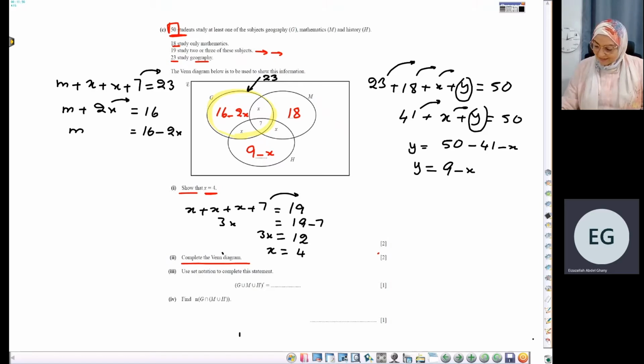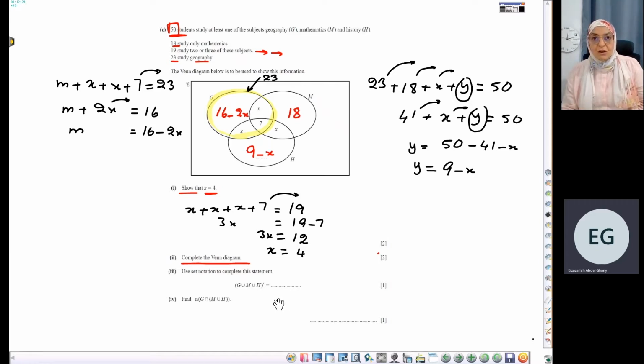Complete the Venn diagram. We're done. Use the set notation to complete this statement. G union M union H all dash. If we need to shade G union M union H, we have to shade all this area. But he doesn't want it. He wants us to cover it and shade outside. He doesn't want us to shade. He wants us to use set notation to complete this statement.